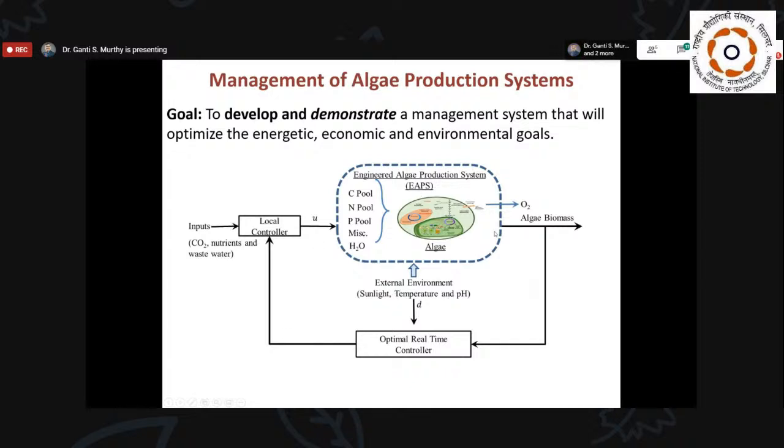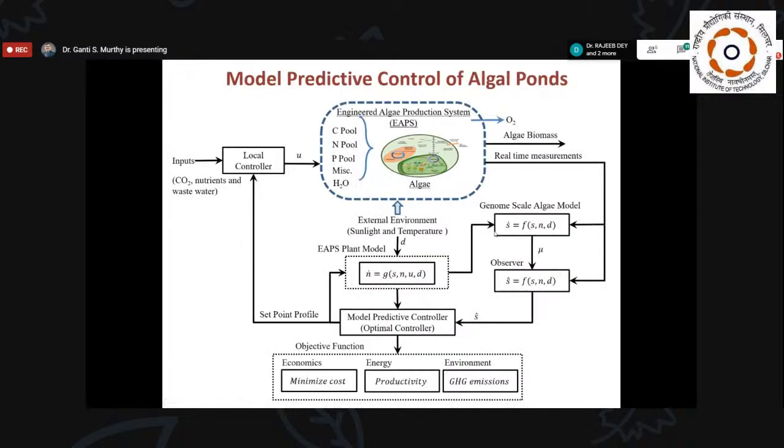How do we really optimize this process? For that, we wanted to use model predictive control. And here is how the process looks. We have real-time measurements, which come into the genome scale model, which is an observer. That observer will provide information about the system states, which goes into the model predictive controller. Then we have the objectives in terms of economics, energy, and environment, which will generate a set point profile, which will be used to control the local controller.